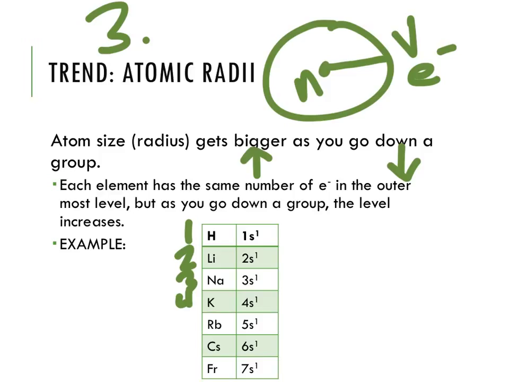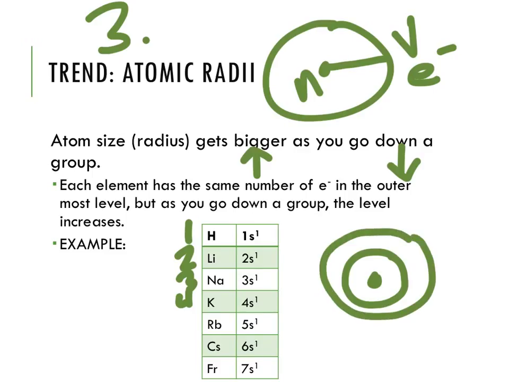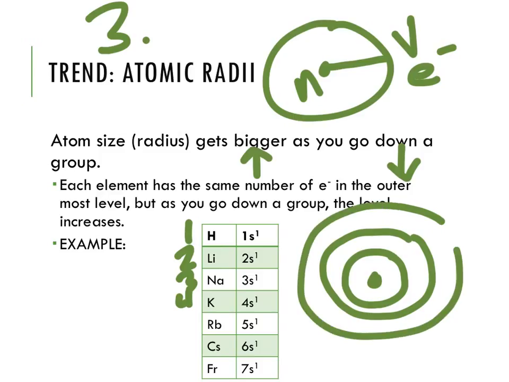We can visualize this by drawing kind of a replica of the atom. So if we put our nucleus in the center, hydrogen would have 1 energy level, small. Lithium would have 2 energy levels, bigger. Sodium, 3 energy levels, even larger. And we can keep adding and adding energy levels and see how the atom will get larger.